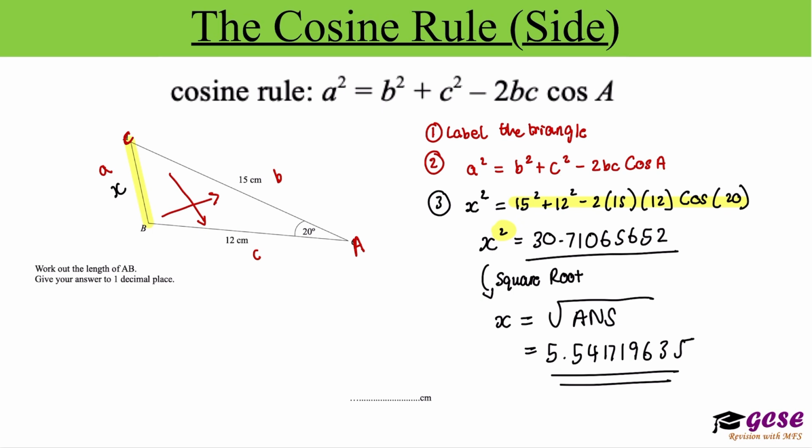However, the question does say to 1 decimal place, so we're going to cut it off here and 4 rounds down, so our answer is going to be 5.5 centimeters. Okay, and that does make sense because if you look at the diagram, we're working out the length of our smallest side, so we know that our value for the side must be smaller than the other 2 values that we are given.